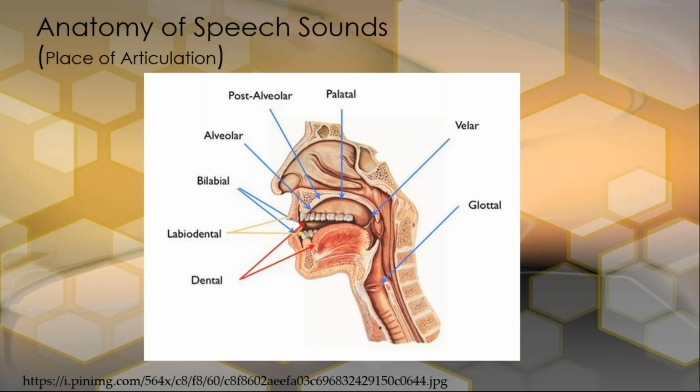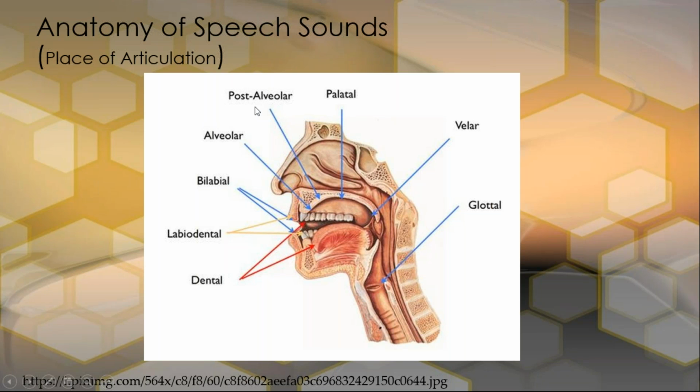So this is basically the anatomy of speech sounds, or the place of articulation. So where sounds are articulated within the mouth. This part of your throat is not called the glottal area, but the sounds that come from that area are the glottal sounds. And then any sounds that are coming from this part of your mouth that you make back here are called velar sounds.